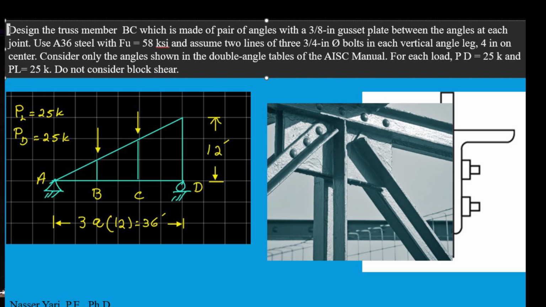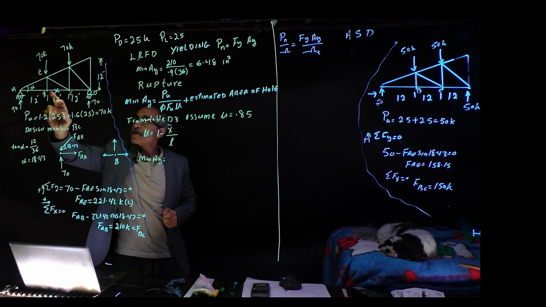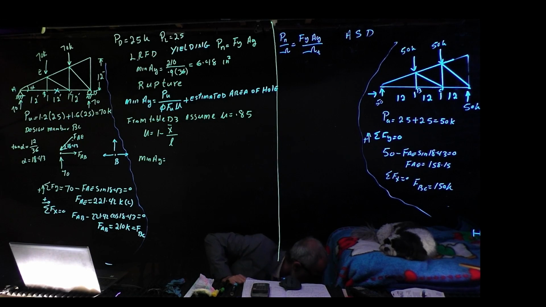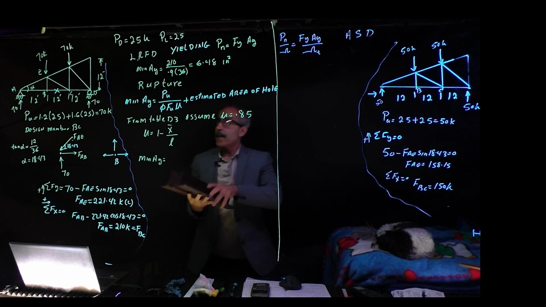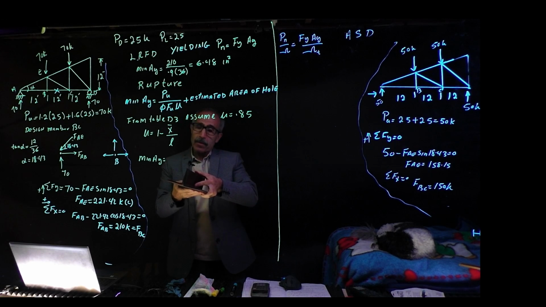The problem is we have a truss right here, and in this truss, the load is given. Dead load is 25 kips, live load is 25 kips. And then we want to design this member right here. This member is going to be made from two different angle irons back to back, as a tension member, and there's a gusset plate between them at the connection.